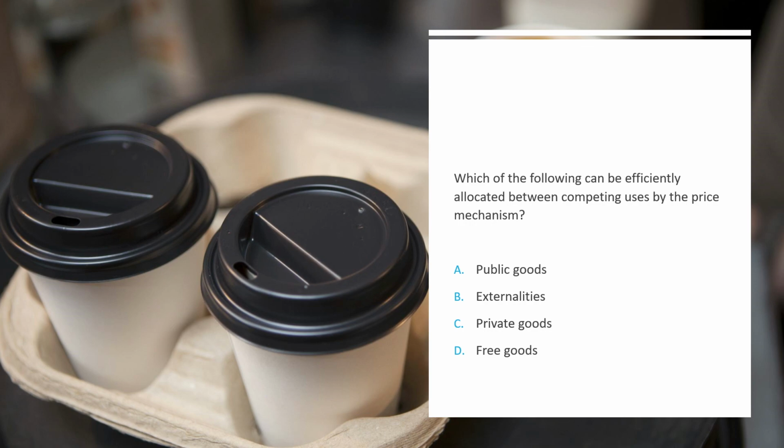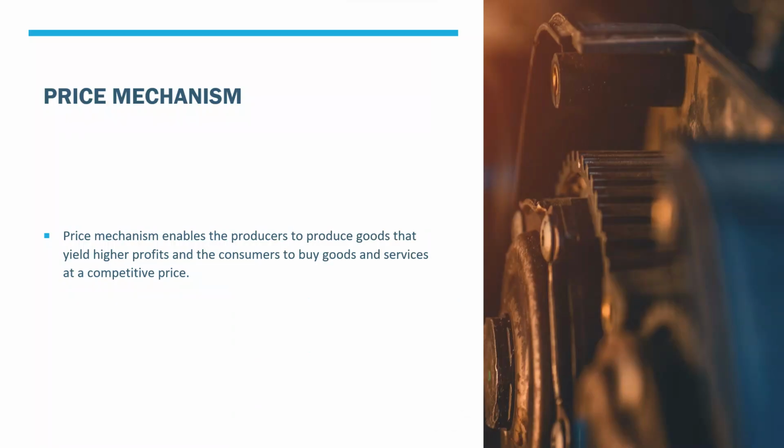To correctly answer this question, we need to learn the concepts of price mechanism, public goods, externalities, private goods, and free goods. So let's begin with the concept of price mechanism. In economics, a price mechanism or market mechanism is the manner in which the prices of goods or services affect the supply and demand of goods and services, principally by the price elasticity of demand. A price mechanism affects both buyer and seller who negotiate prices.